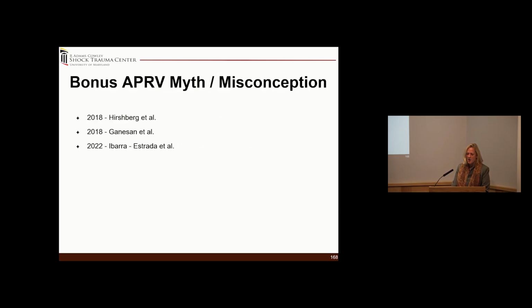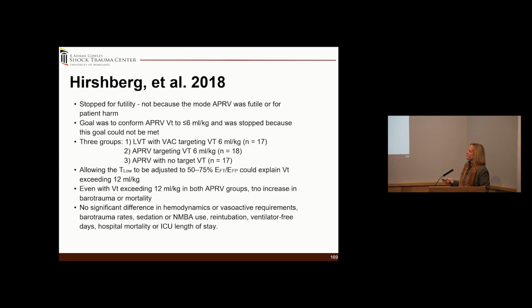So we reviewed these 3 studies in particular because they have been of great interest lately, I believe, on Twitter and some of the other blogs where they talk about these 3 trials. The first one was the Hirschberg trial, and a lot of people say it was stopped for harm because of the high tidal volumes. It was stopped for futility, not harm. And I'll show you, it was not because the mode was futile. It was because the goal was not met.